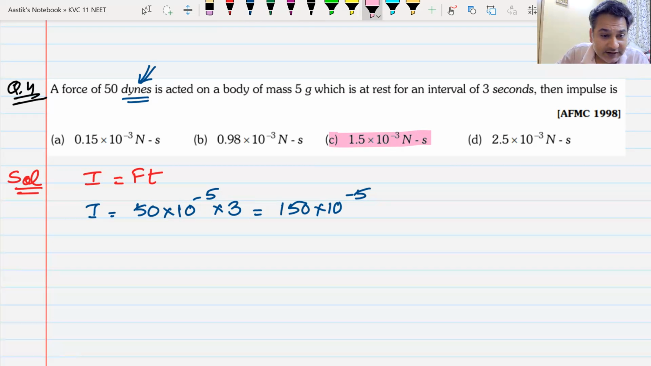These are the things that come in the examination hall, and that is why I'm specifically doing only those questions which have come and have come many times. Do we understand this? See, the questions that come in the exam are so simple. They are straightforward. Impulse, force into time. Shall we move on to the next one?